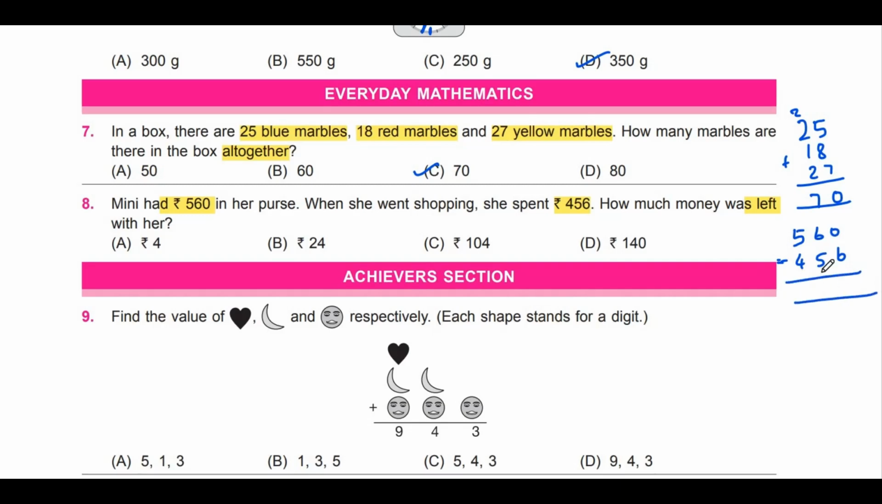So when you subtract these two, you have to be careful. 0 minus 6, can you subtract it? From 0 you can't take away 6, right? So what we have to do? Right, we have to regroup it or we have to borrow it. So this 6 will become 5 and this 0 will become 10. So 10 minus 6 is 4, 5 minus 5 is 0 and 5 minus 4 is 1. So the right answer is 104 rupees. So after shopping, what is the money left with her? She has 104 rupees left with her.